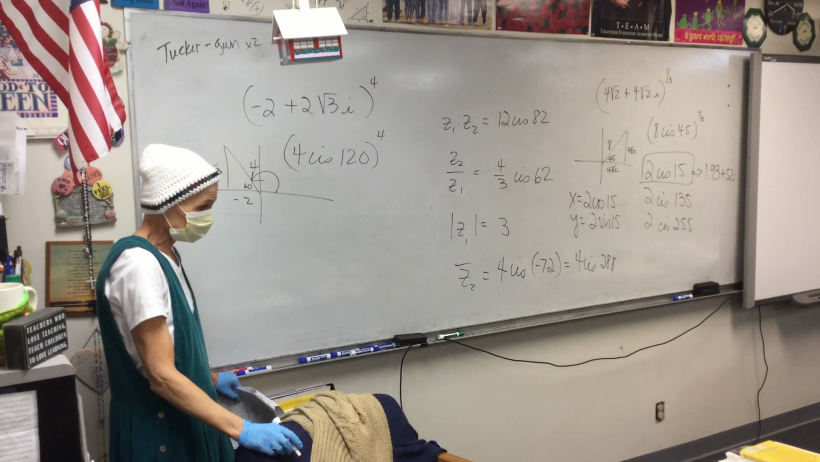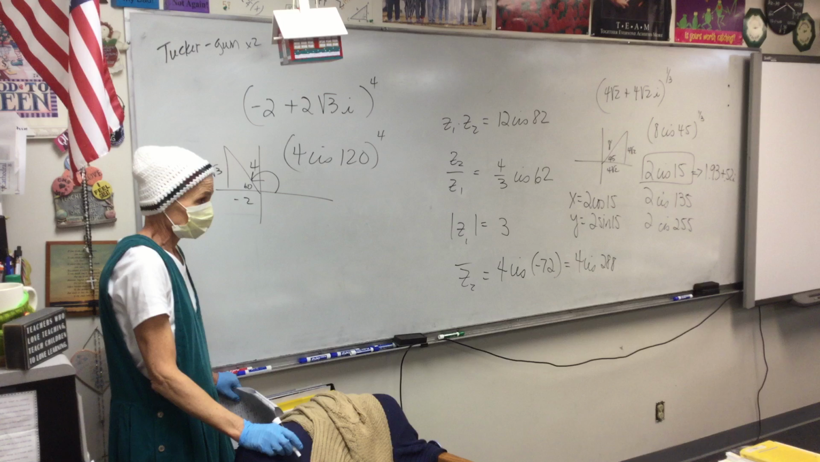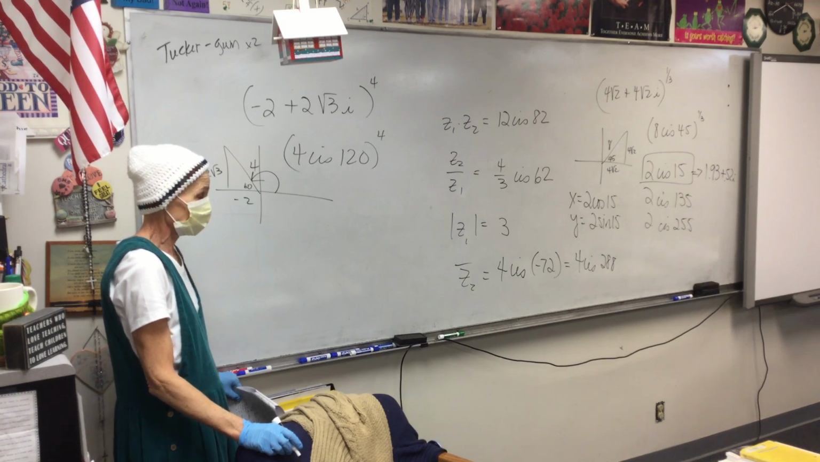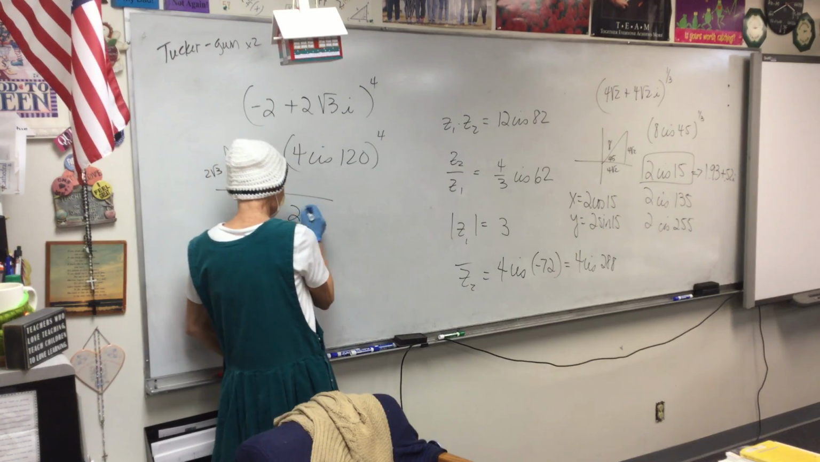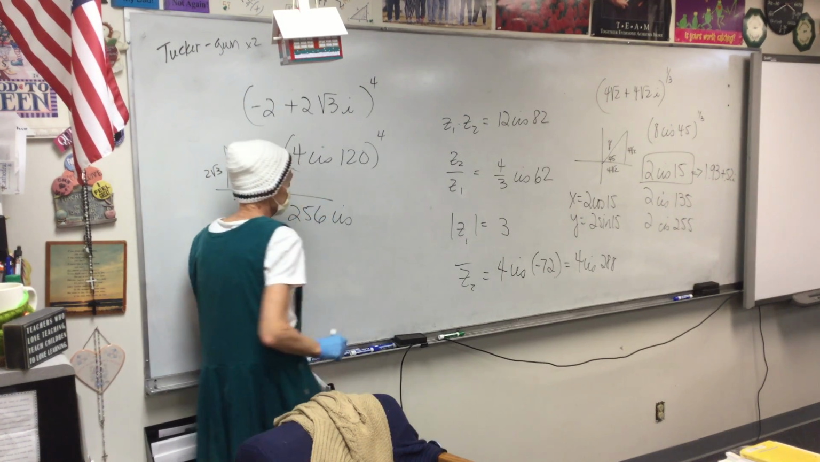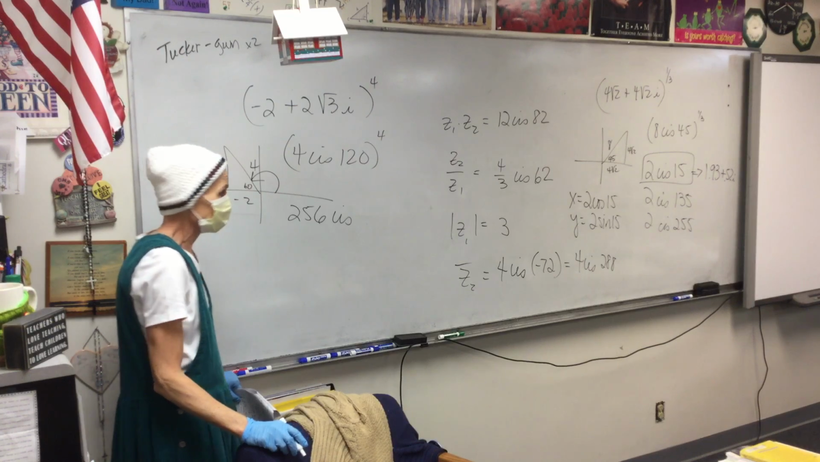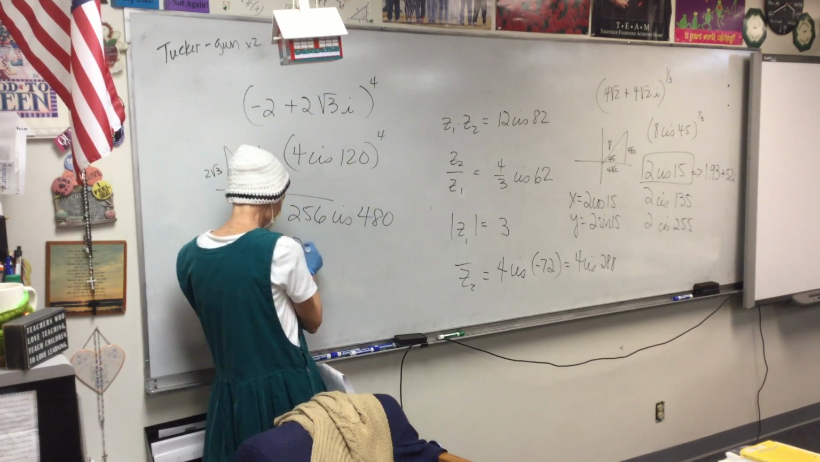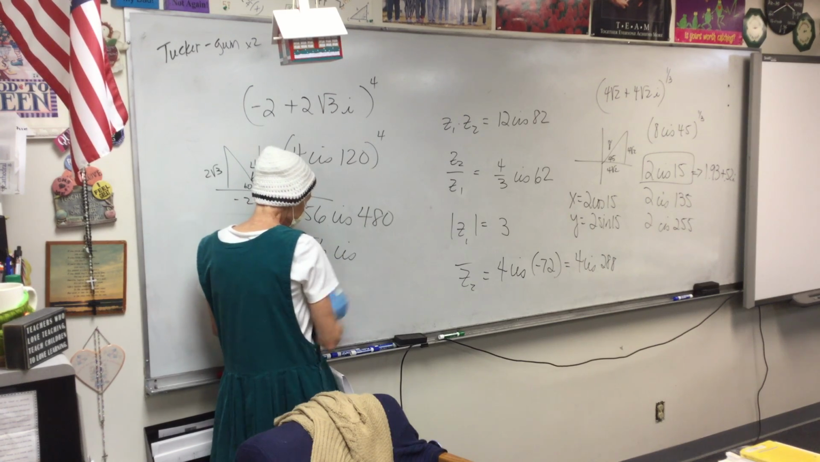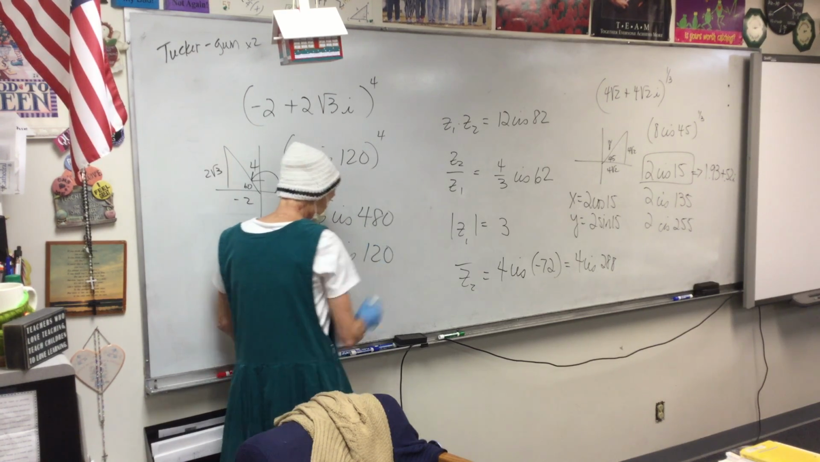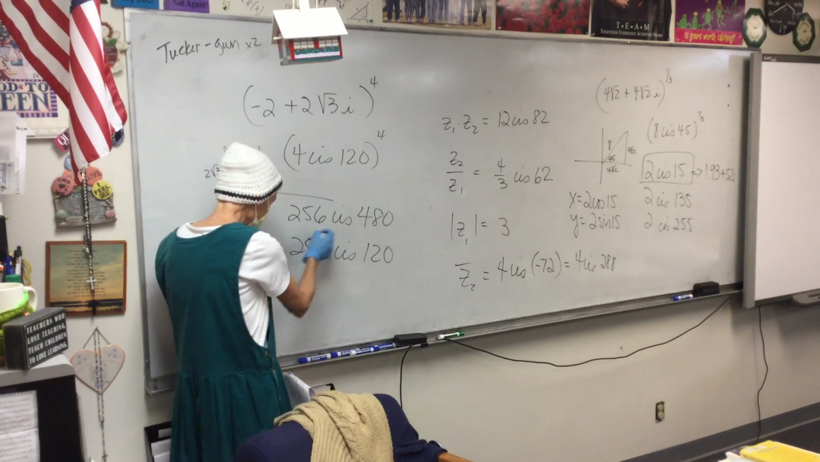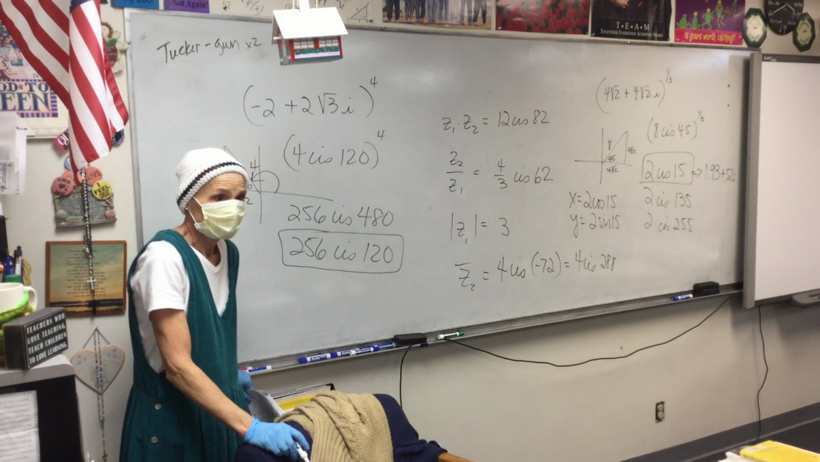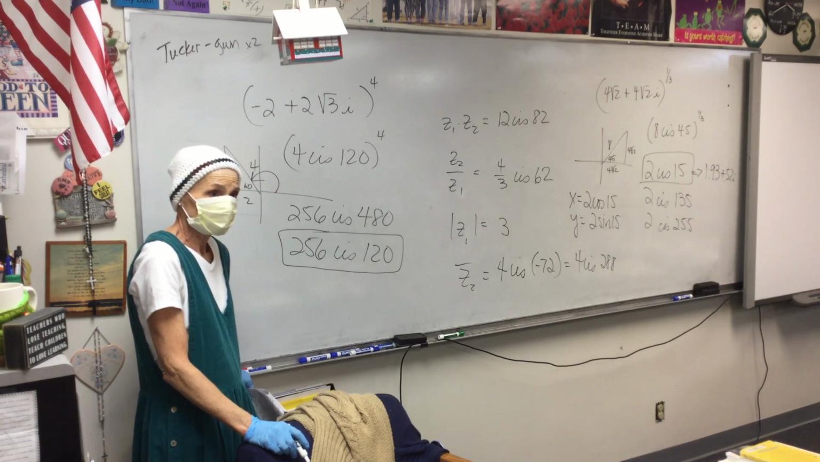Okay, how do we do that? How do we raise it to the 4th power? 4 to the 4th, 256, I think. And then 120 times 4, which is too big, so I'll shrink that down. There's my answer if I'm allowed to leave it in polar form.